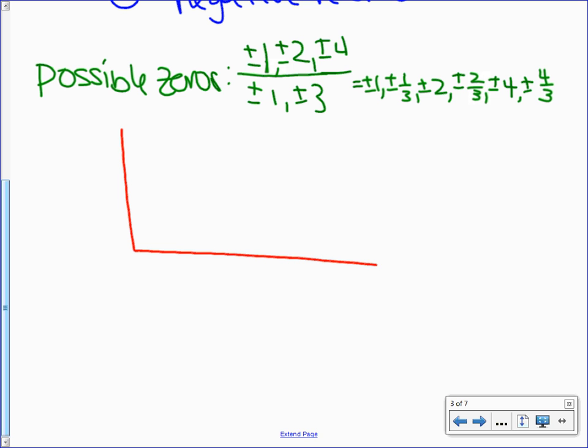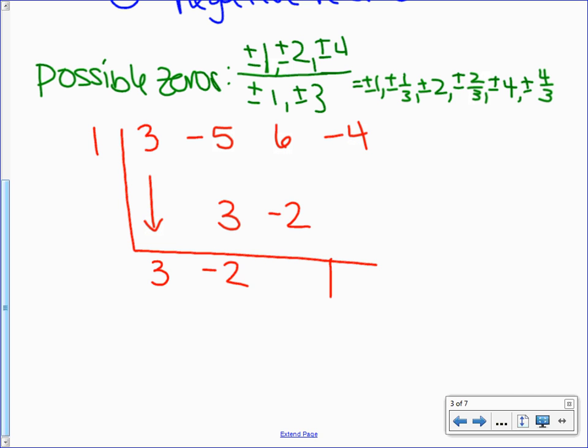So we had 3x cubed minus 5x squared plus 6x minus 4. What would you like to try first? 1. Okay. So we have 3. Gives us negative 2. This gives us 4.